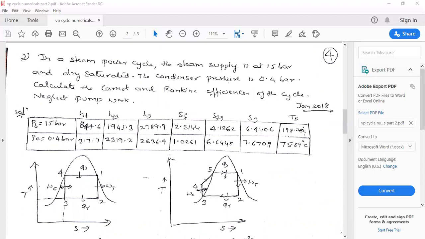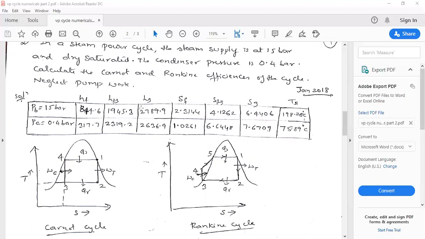Next, condenser pressure is 0.4 bar. So that means here the condensation occurs at 0.4 bar pressure. Calculate the Carnot and Rankine efficiencies of the cycle and neglect the pump work. So you need to find out the Carnot as well as Rankine efficiency. So write down the TS diagram for a Carnot cycle and Rankine cycle. As I said, what is the difference? This point number 3 lies on the saturated liquid line in the Rankine cycle.